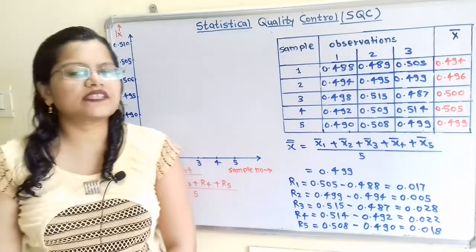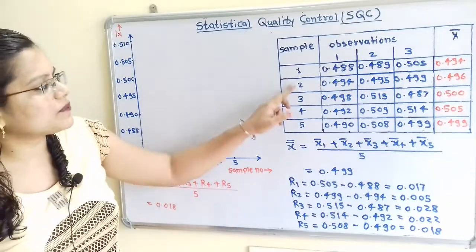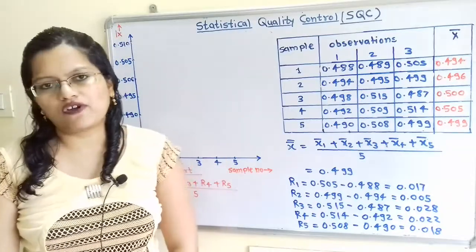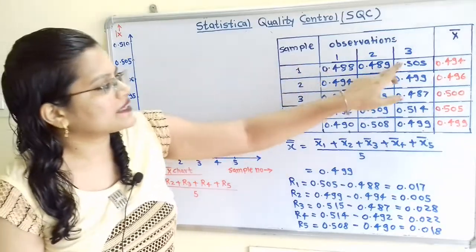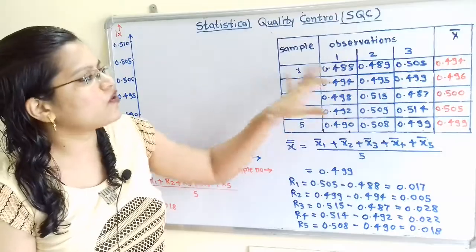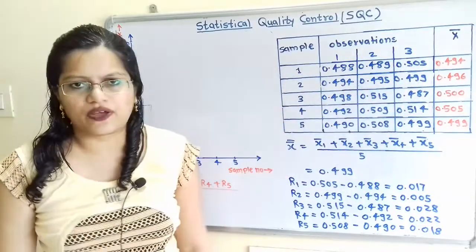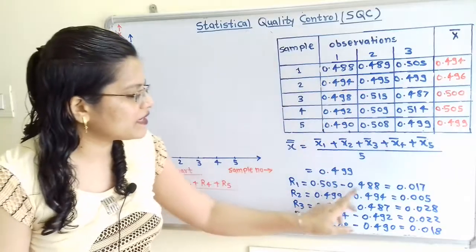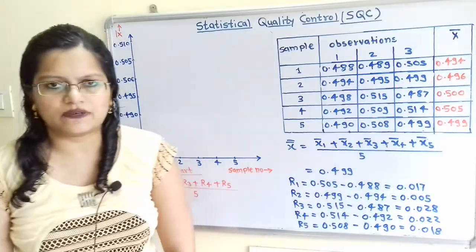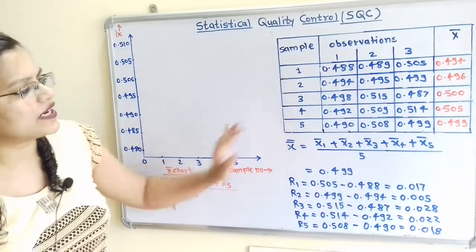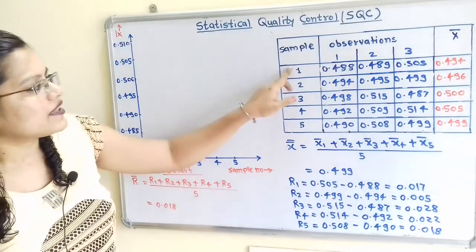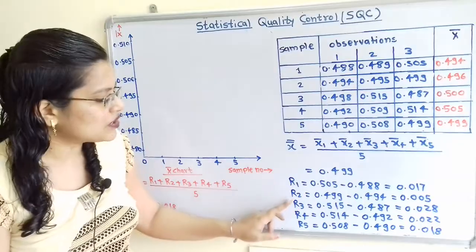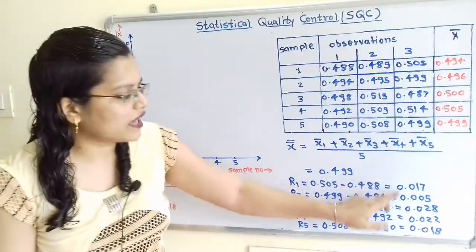Now in this question, we have to calculate the value of R also. So how to calculate this range R? For each sample, we have to select the maximum value of X and minimum value of X. So for sample 1, the maximum value of the observations is 0.505 and the minimum value is 0.488. When we take the difference, we get the answer 0.070. In the same way, we have to calculate the other values. The range for sample 1 is known as R1, the range for sample 2 is R2, then R3, R4 and R5. So here are the values.